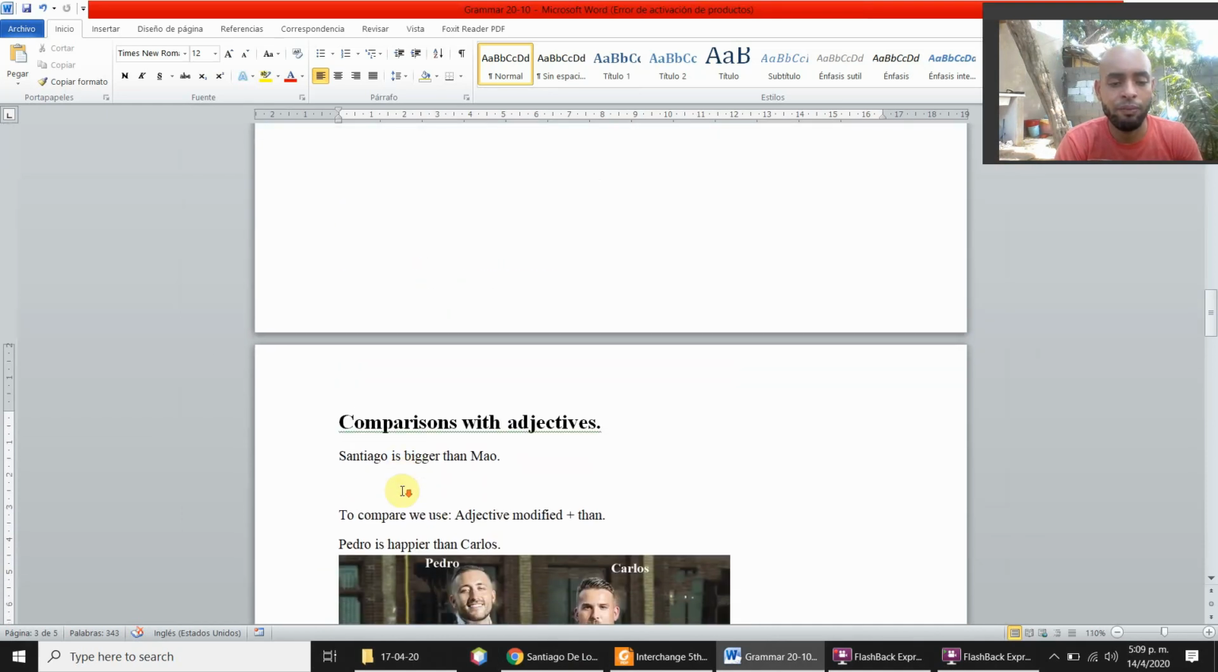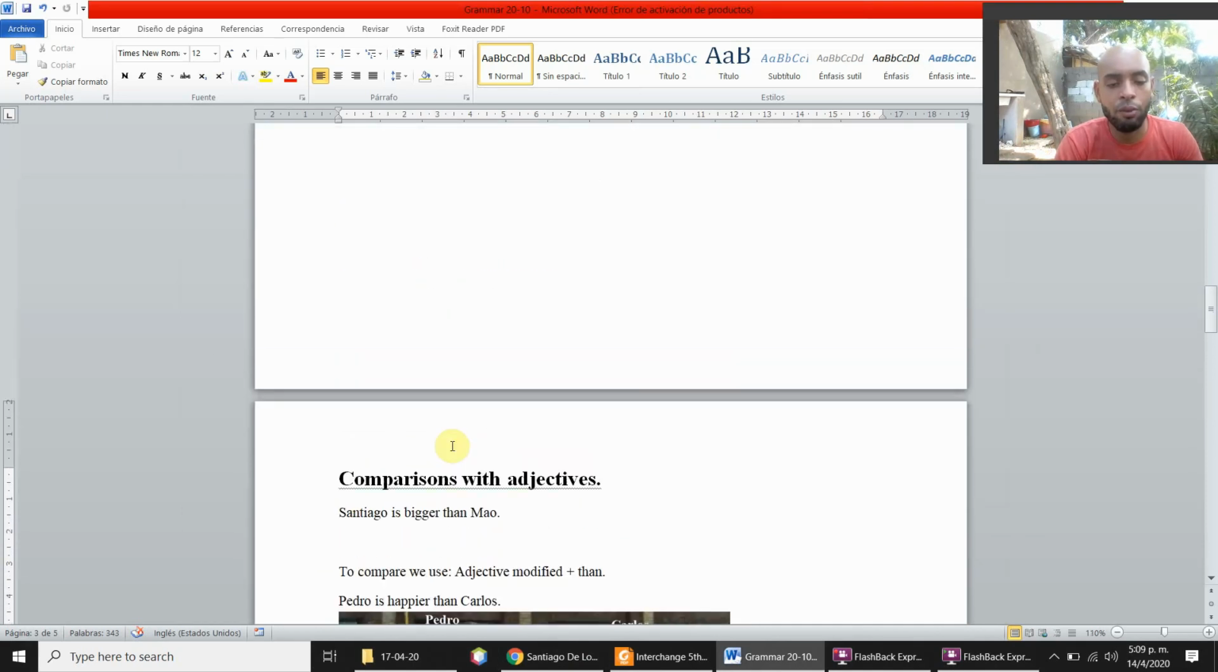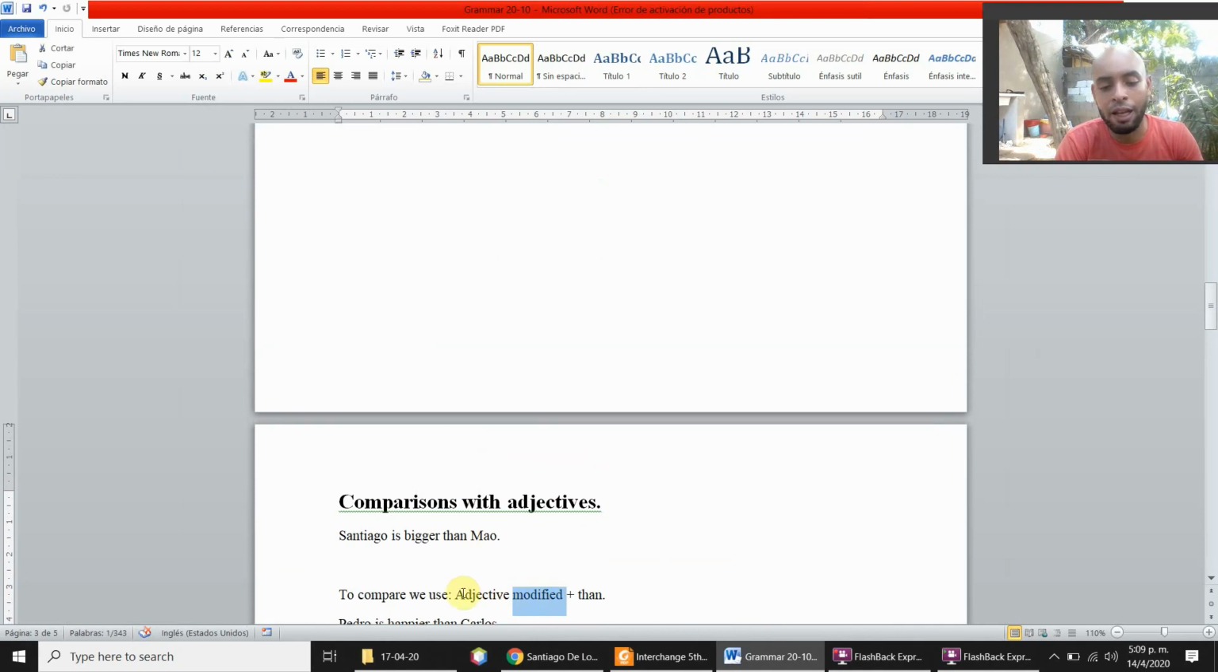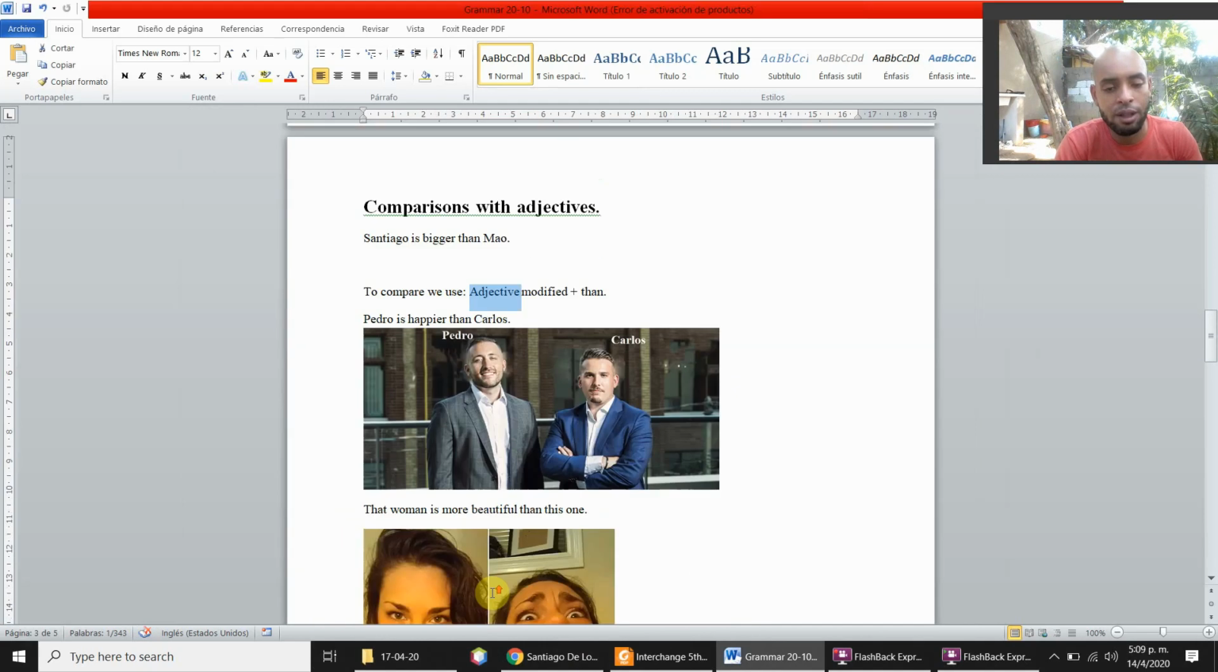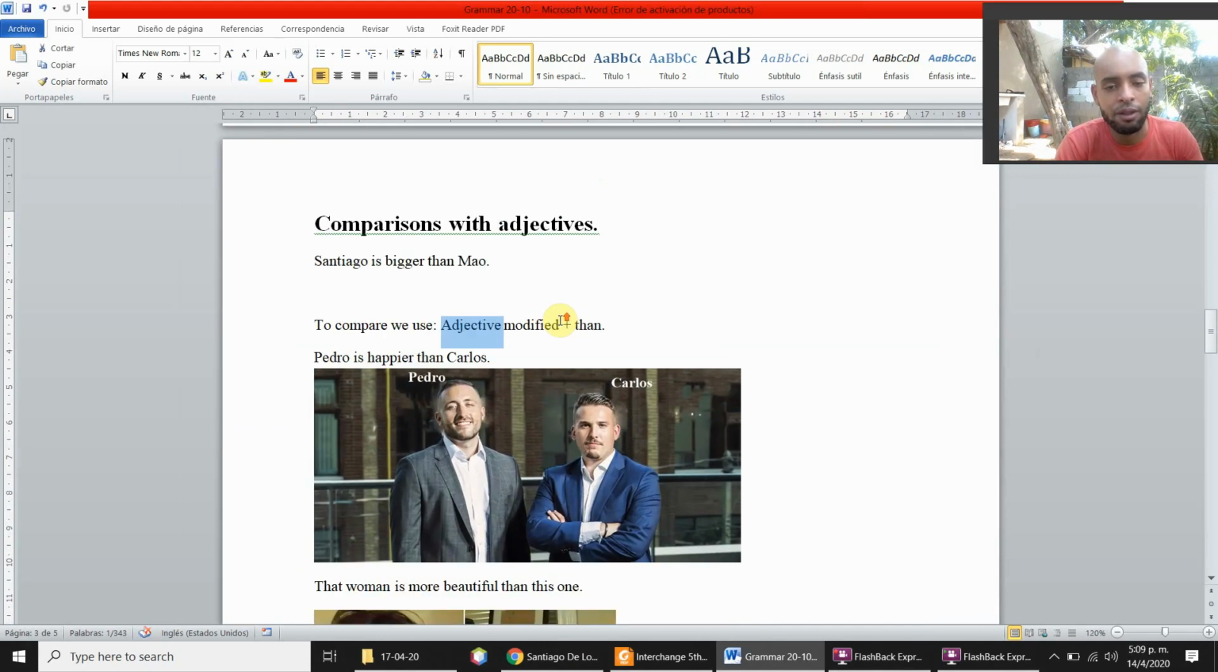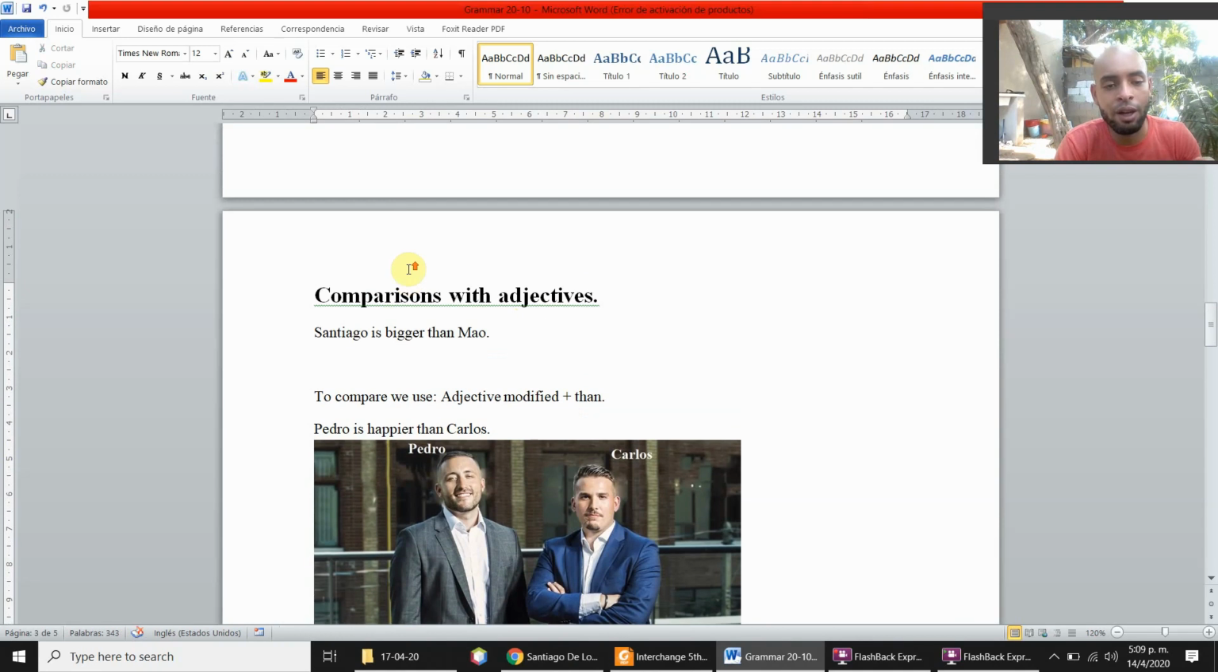So let's continue. To compare something, we use an adjective modified plus than. We're going to talk about how to modify the adjective later. Take a look at this sentence. Santiago is bigger. The adjective is modified. The normal adjective is big. The adjective in its normal form is big, but modify it and you get bigger.